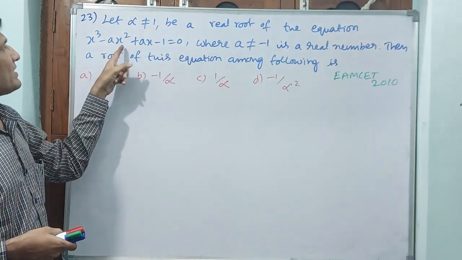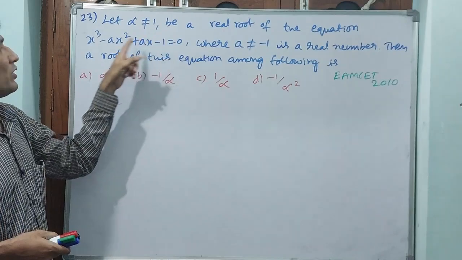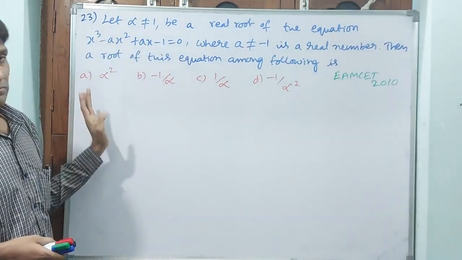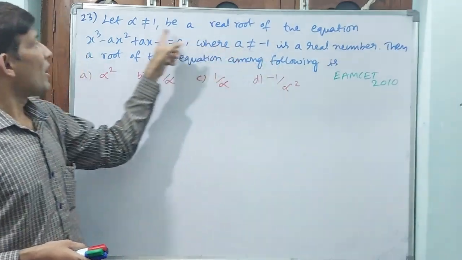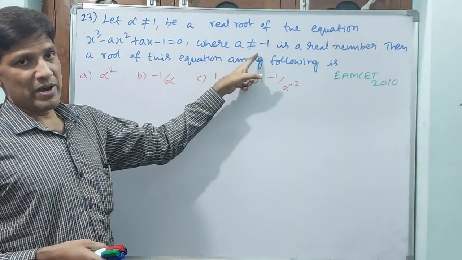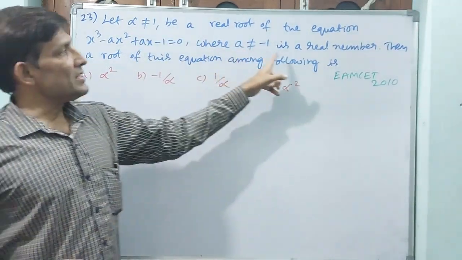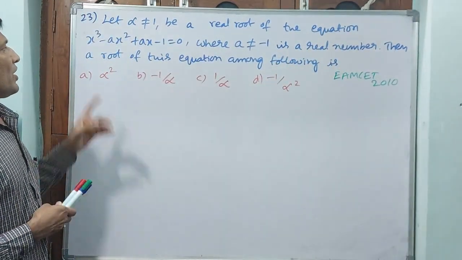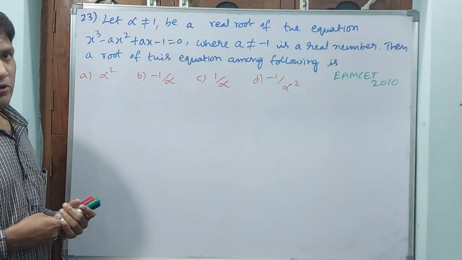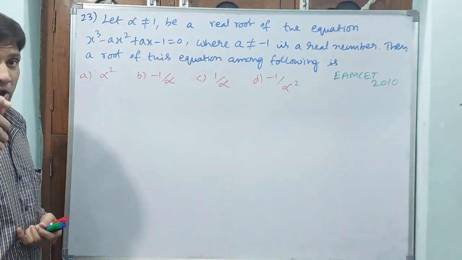The equation is x cube minus ax square plus ax minus 1 equal to 0. Here a we don't know, but he is giving a is not equal to minus 1. Alpha is not equal to 1, a is not equal to minus 1, and a is a real number. Then a root of this equation among the following is what he is asking. See how I am tackling this question.